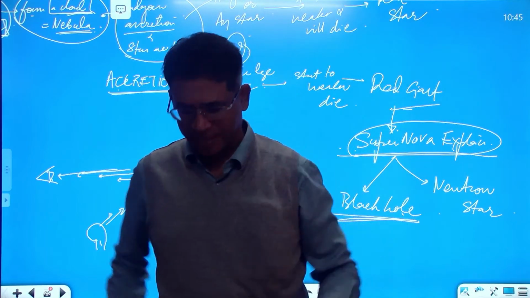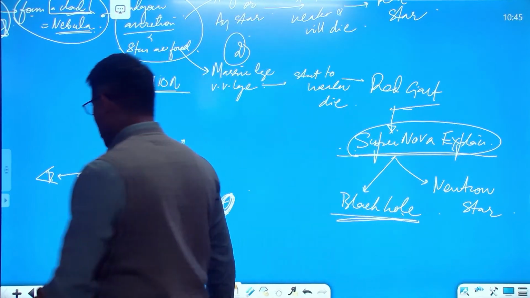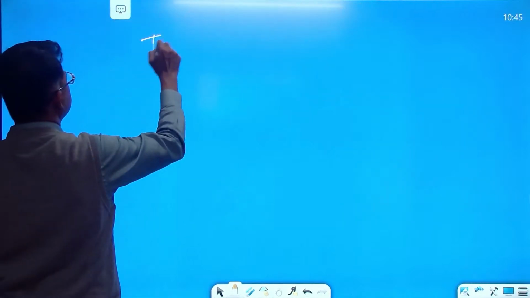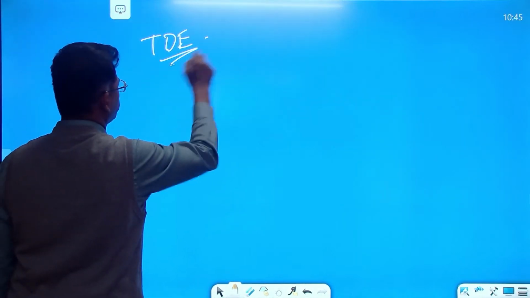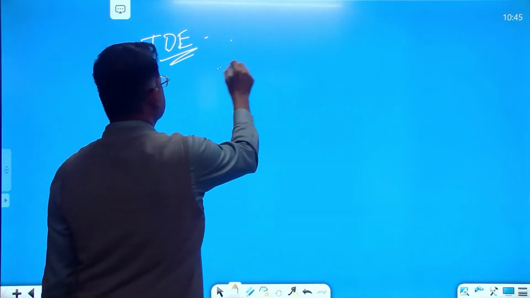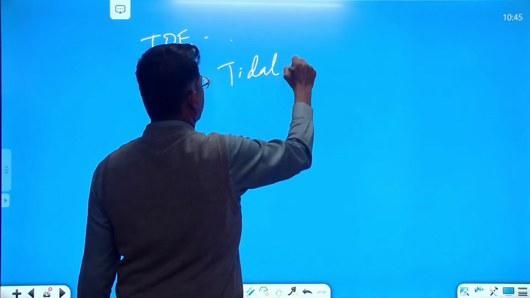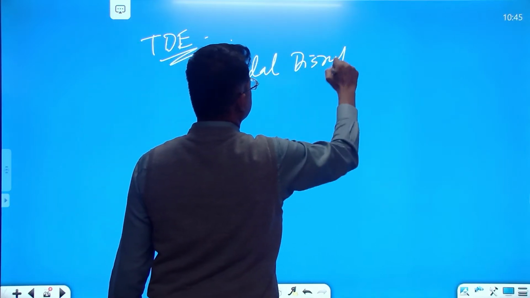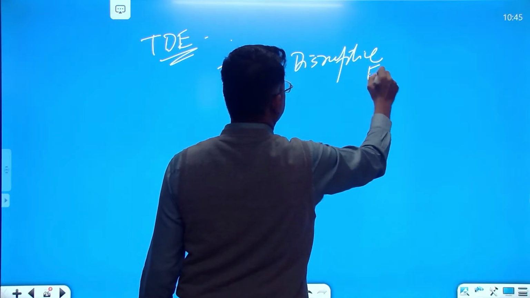Now write down something linked to this, which is very much in the news right now. It's called TDE. These are some new discoveries we have. TDE is tidal disruptive events.